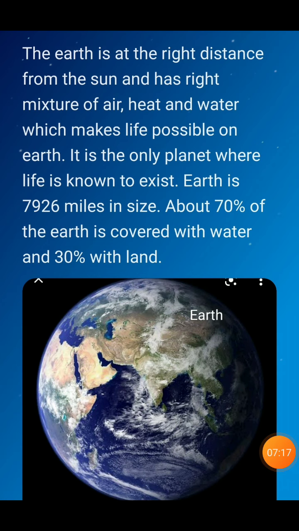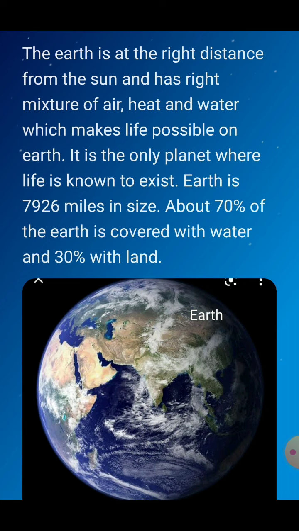Yes, this is the beautiful picture of our Earth, and India is shown here. Look at the picture of the Earth. The Earth is at the right distance from the sun and has the right mixture of air, heat and water, which makes life possible on Earth. Yes or no, children? You, me, everyone is living on this Earth, isn't it? Many animals, birds, insects, plants, everything.